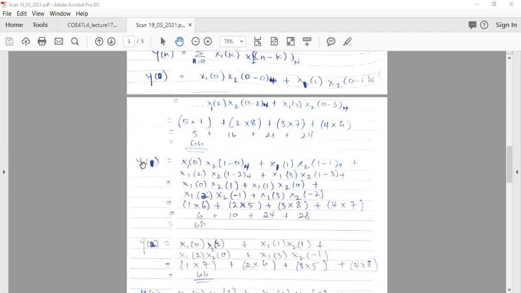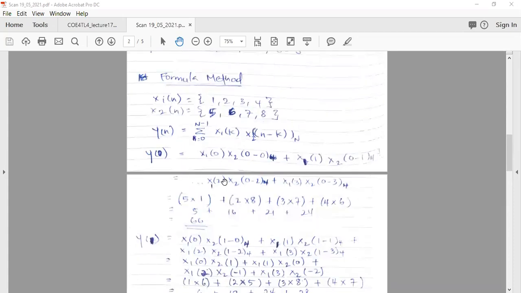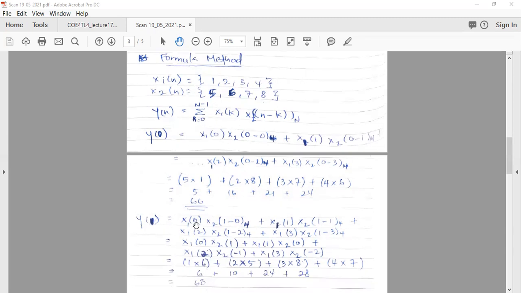With the same part, you go with y of 1. Again, you start from 0, you go up till N minus 1. In this particular case, my capital N is the size of the sequences, which is equivalent to 4 over here. So 4 minus 1 is 3. So you are basically summing it up from k equal to 0 till 3. You start with k equal to 0.